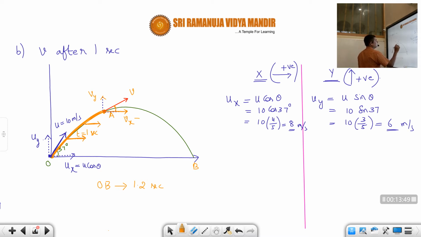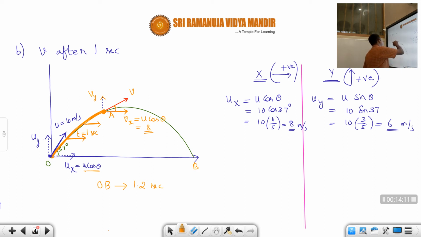So that means at this point also, this value of Vx should be equal to u cos theta, which is equal to how much students? Which is equal to u cos theta, that is 8. So that means the velocity at point A has x component value, which we can directly tell is 8 meters per second. Okay students, I hope you are understanding.